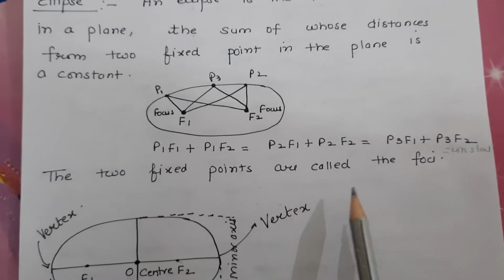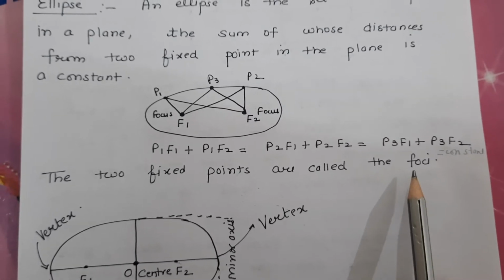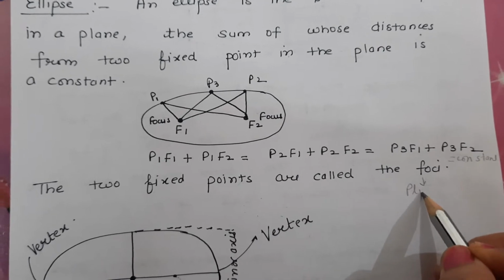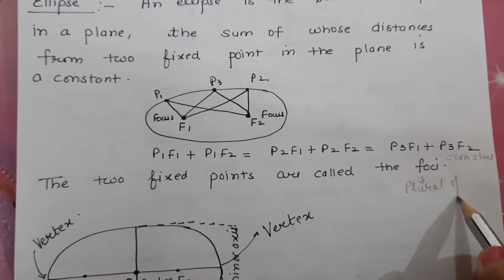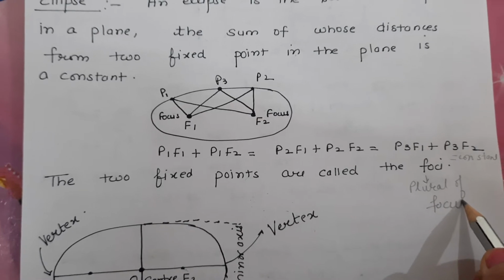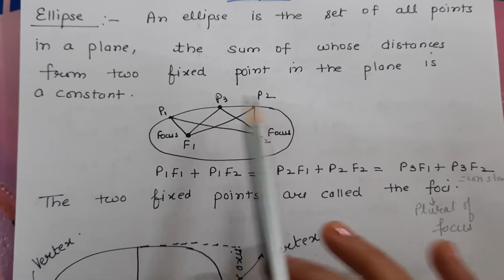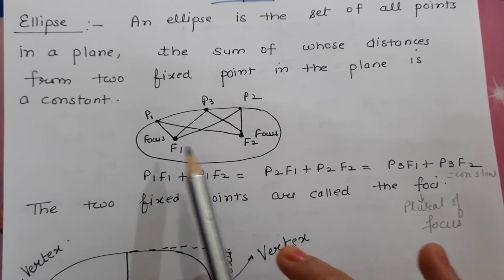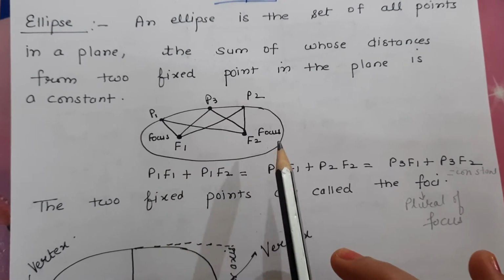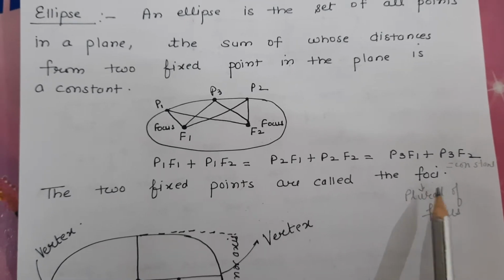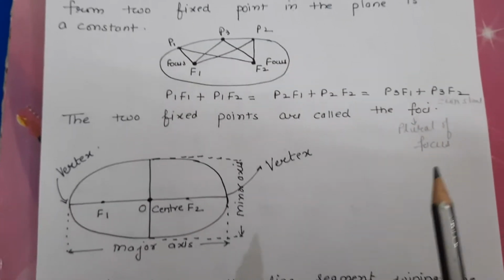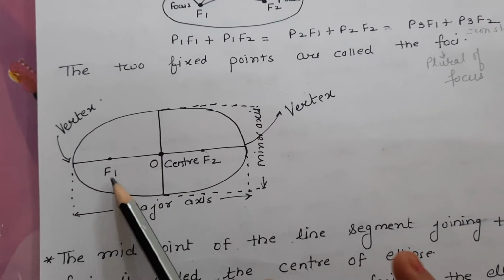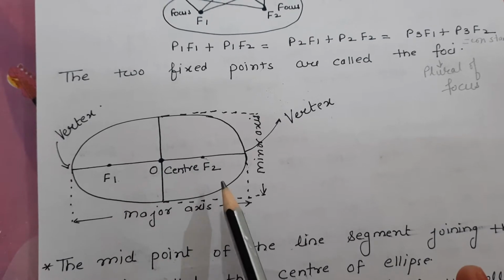Now these two fixed points are called the foci of the ellipse. This word is the plural of focus. In case of a parabola, we have only one focus, but in an ellipse, we have two fixed points. So these two are the foci of the ellipse. Now, just look at this diagram. This is your ellipse. F1 and F2 are your fixed points, meaning these two are your foci.